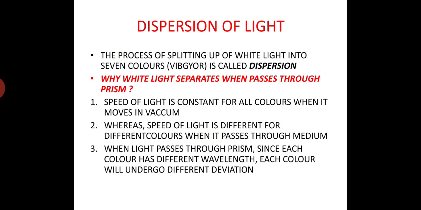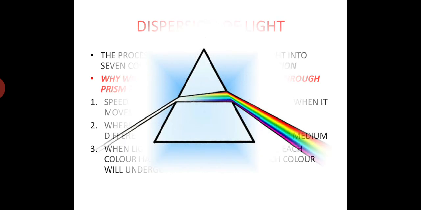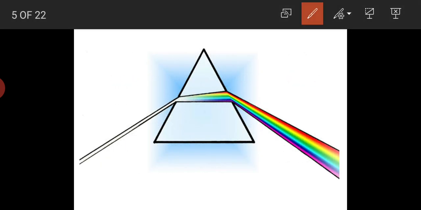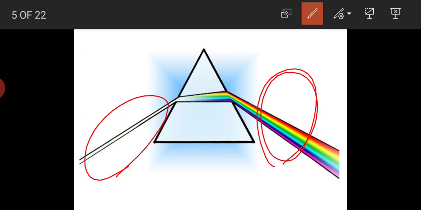First, dispersion of light. The process of splitting up of white light into 7 colors, that is VIBGYOR, is called dispersion. This can be done by passing white light through a prism. Here, if you focus white light on the prism, it will divide this white light into 7 colors, that is nothing but VIBGYOR. This is called the VIBGYOR spectrum.